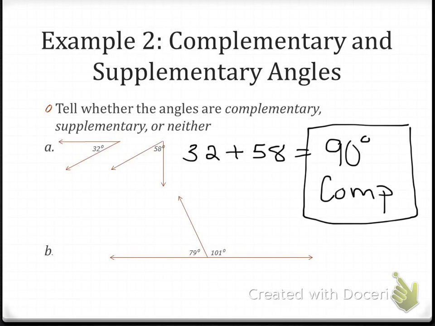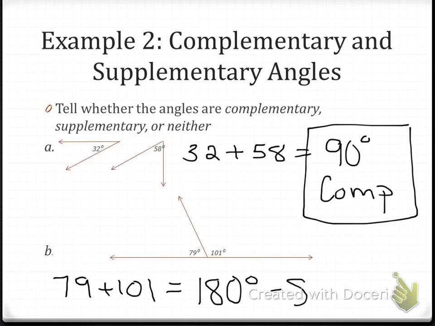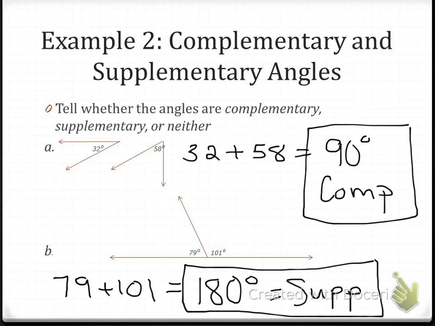Okay? All right, now in this second pair of angles, I have an angle measure of 79 and an angle measure of 101. So again, I want to add them together to see if the angle measures add up to one or the other. 79 plus 101 is 180. Make sure you label degrees. And these angles, therefore, are supplementary. Okay?